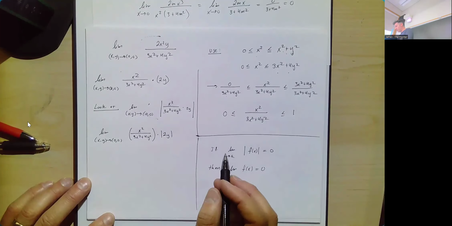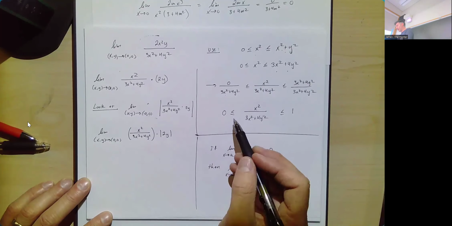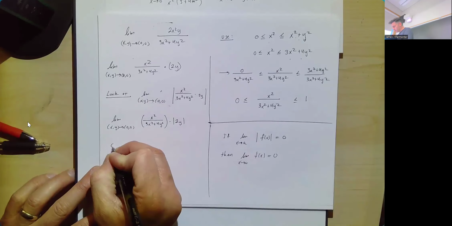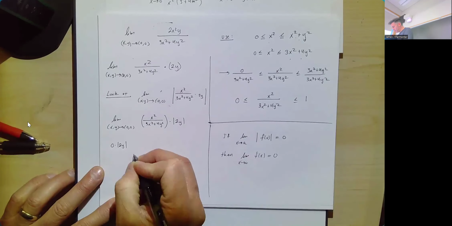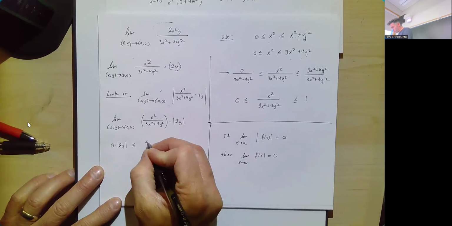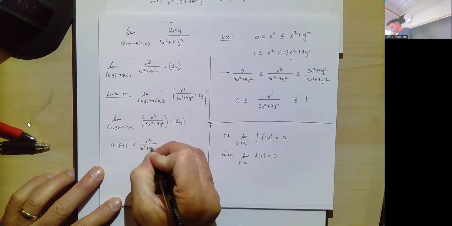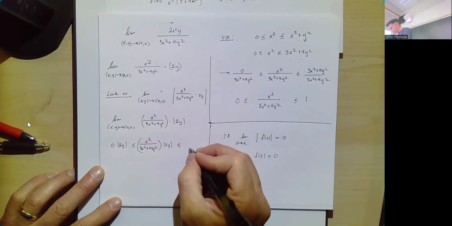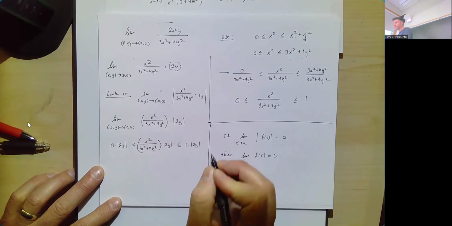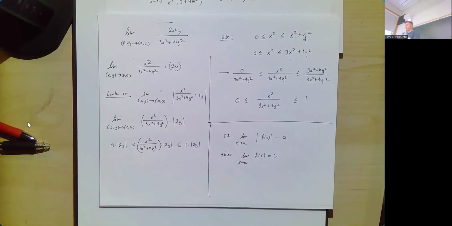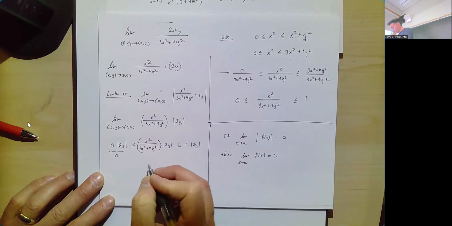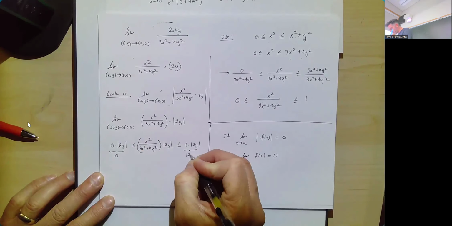And so then here's what we're going to do. We're going to take this inequality and multiply every side of it by the absolute value of 2y. Here's what we've got. 0 times the absolute value of 2y is less than or equal to x squared over 3x squared plus 4y squared times the absolute value of 2y, which is less than or equal to 1 times the absolute value of 2y. And now we're going to use the squeeze theorem. 0 times the absolute value of 2y is just 0. 1 times the absolute value of 2y is just the absolute value of 2y.